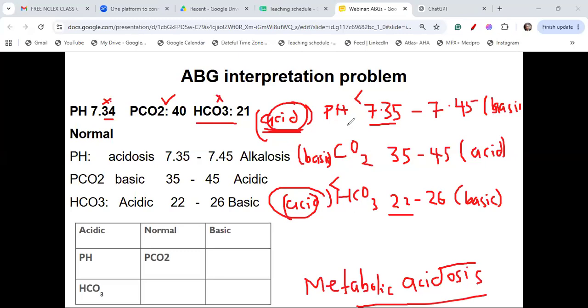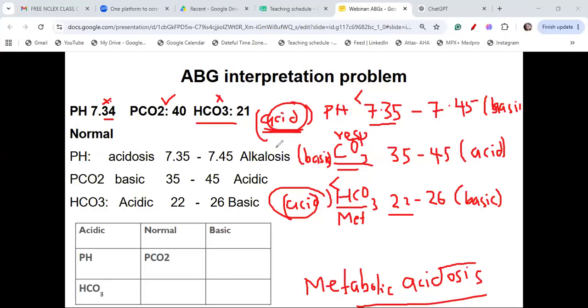Any question? Is it getting better? Anyone who still has a challenge in this? Someone is asking, how do you determine if it's metabolic or respiratory? Remember, I said if the problem is CO2, it is respiratory. If the problem is bicarbonate, then it is metabolic.